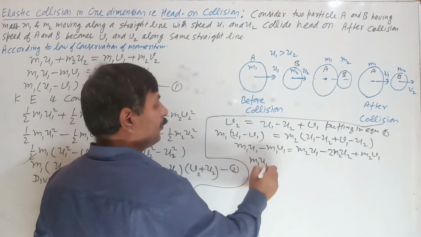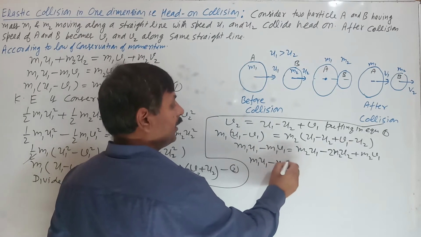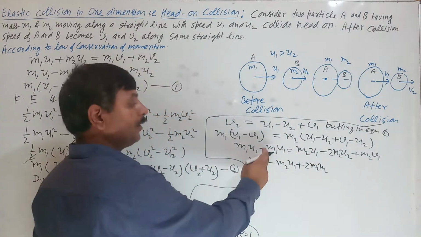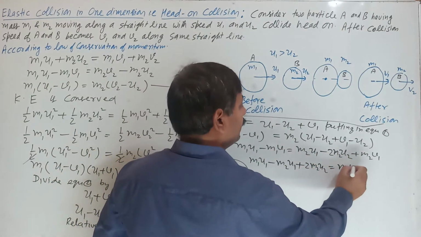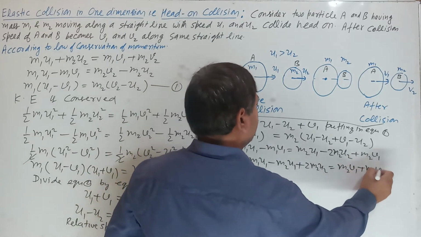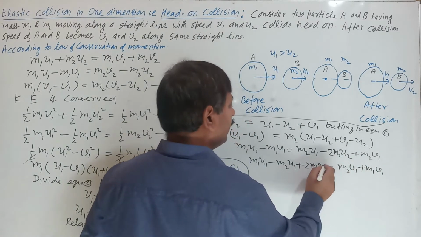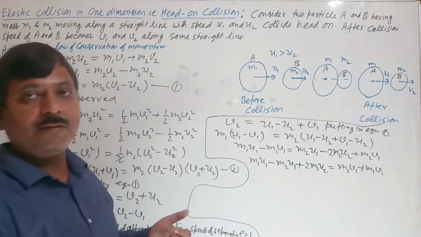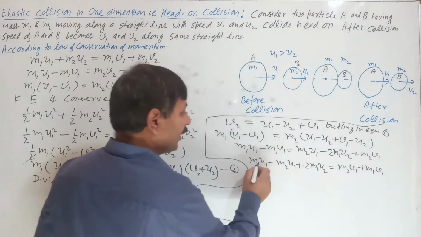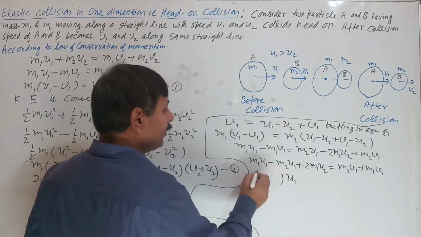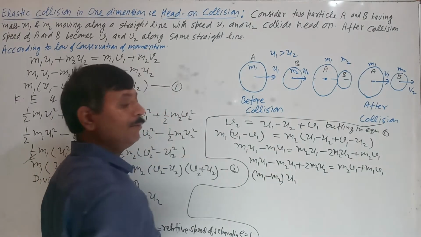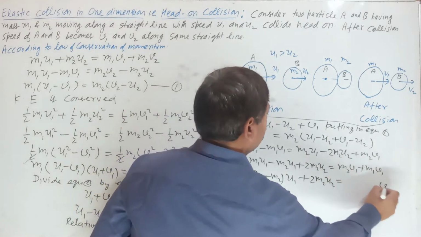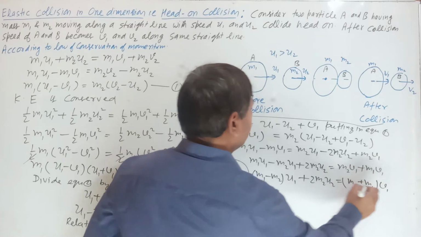So what happened, m1 u1, this I have taken left, minus m2 u1, this I have taken left, plus 2m2 u2, this I have taken right, m2 v1 plus m1 v1. See what we have done, we have to find v1, so v1 we have taken on one side and the others we have taken on the other side. So see here, u1 you have taken common, so remaining is m1 minus m2. Here v1 I have taken common, that is m2 plus m1.